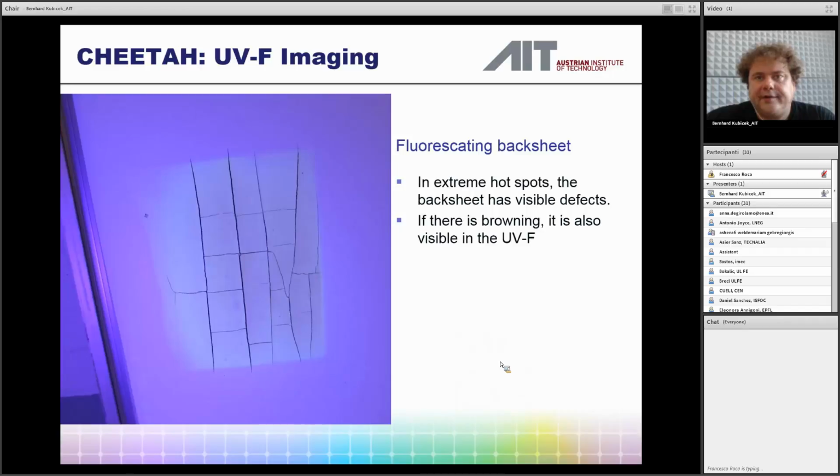If you have a hotspot cell, sometimes the backsheet will get damaged, which then is a problem because you don't have that isolation that you're required to have for high voltage systems. And the region where you have the damage in the polymer of the backsheet is also changing the fluorescence of the backsheet a bit. So you see a color difference, but I don't think that it's very useful to exploit this effect, because these things you see with the naked eye as well.